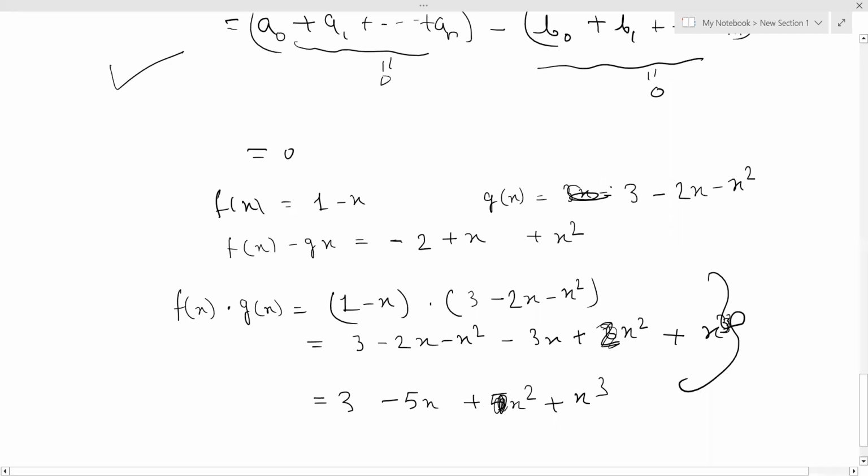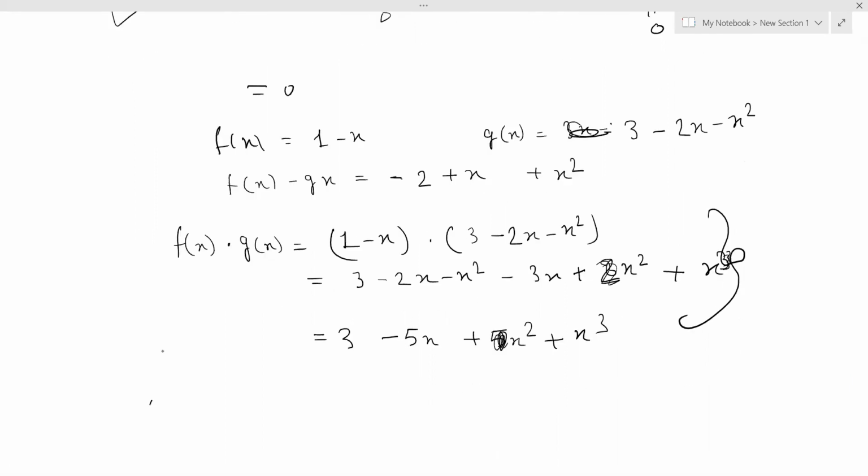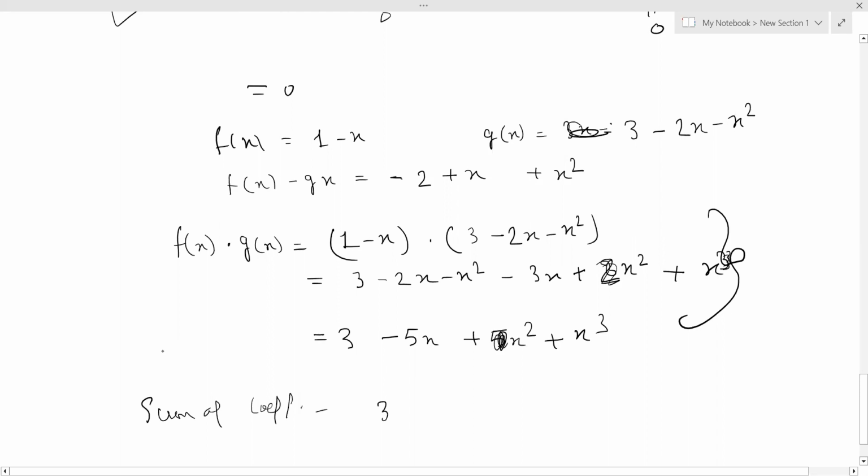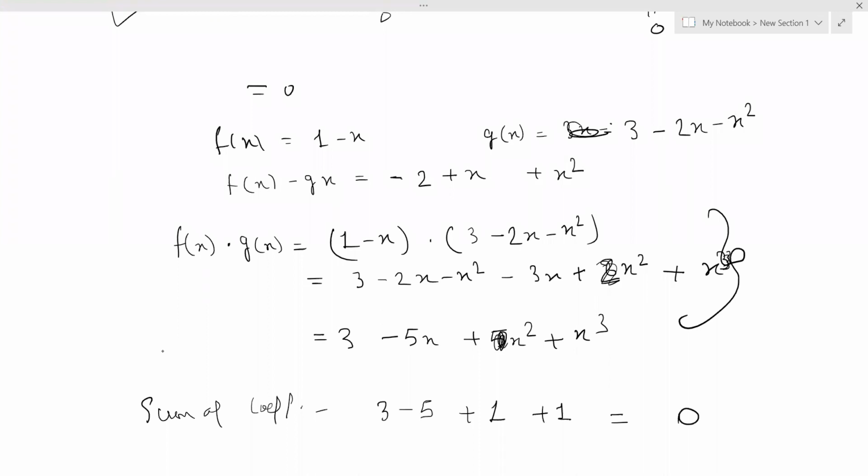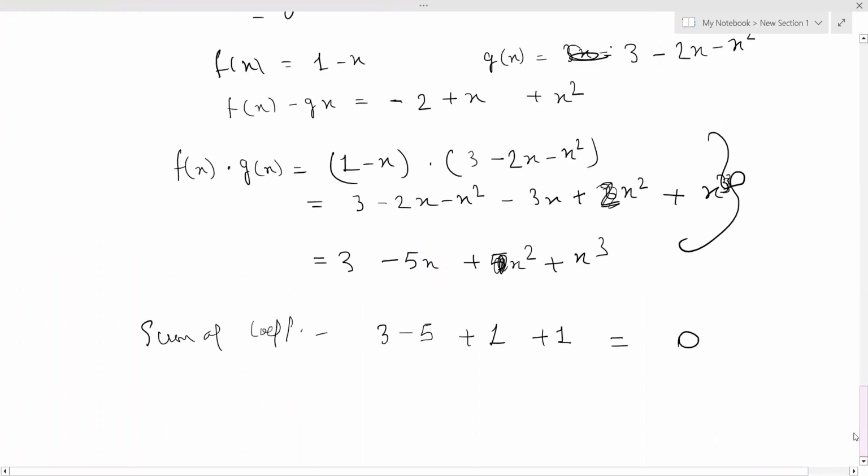So the sum of coefficients is what? The sum of coefficients is equal to 3 minus 5 plus 1 plus 1. Plus 1. So what is this? Minus 2 plus 2, it is 0, right? So it is 0. It is not giving a counter example. So let's go for a proof because it is sticking. If you have any other counter example in mind, you can give. Otherwise, I will go for a proof.